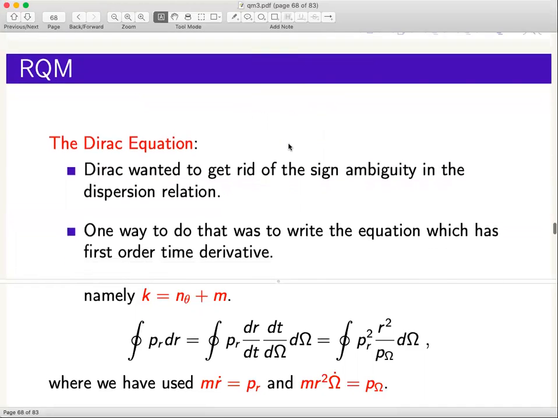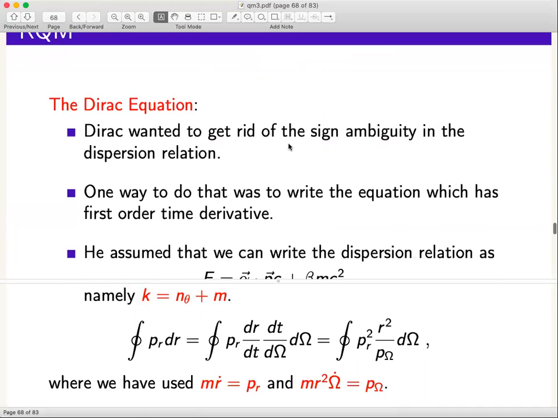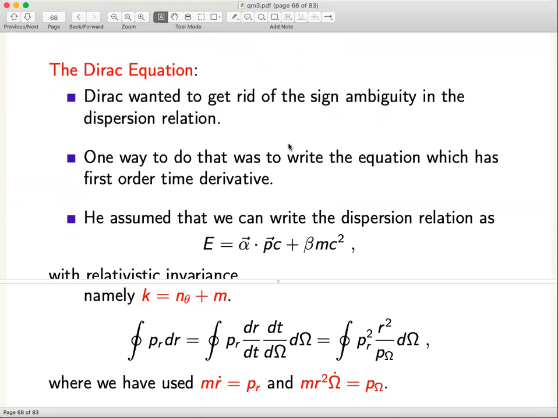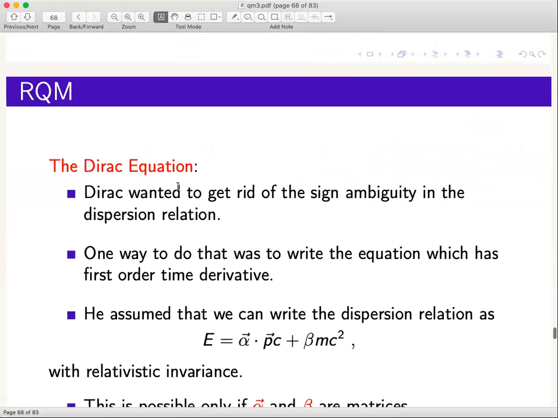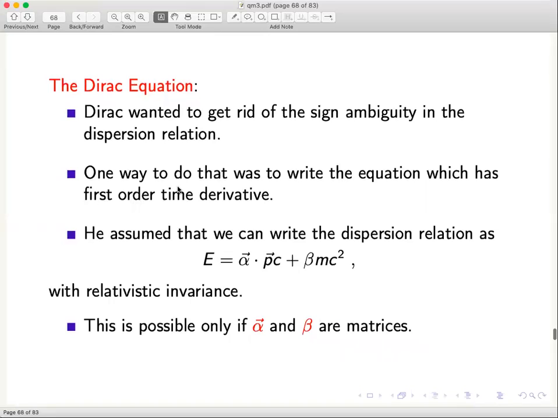So what we'll do now is to switch over and look at the Dirac equation. Let me close this right now because I don't need this bit. So Dirac wanted to get rid of the sign ambiguity in the dispersion relation because remember E squared was P squared C squared plus M squared C to the fourth, and so if you want to write down energy, you always ended up with getting plus or minus sign in front of the square root.